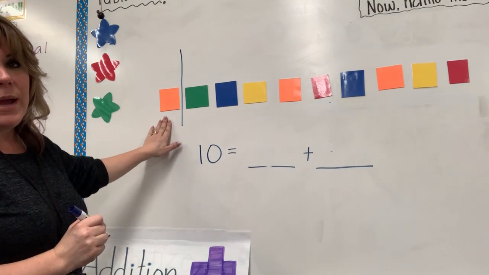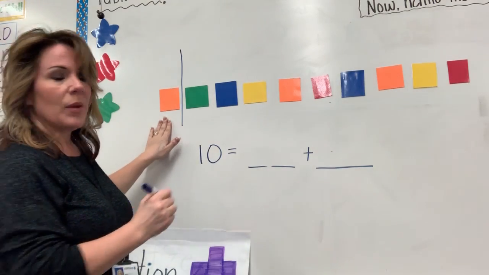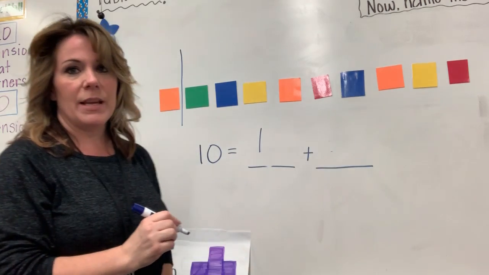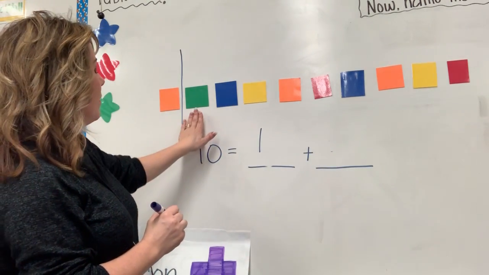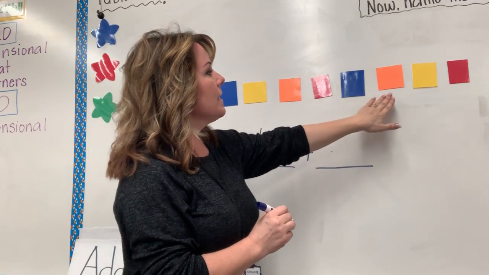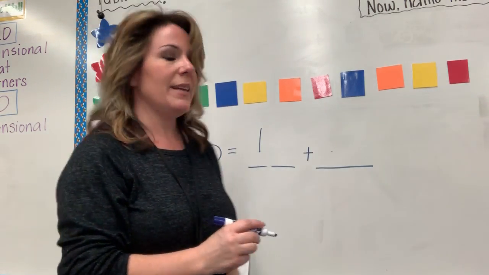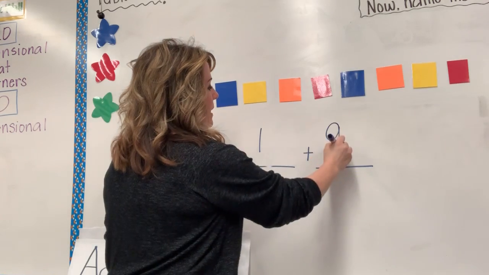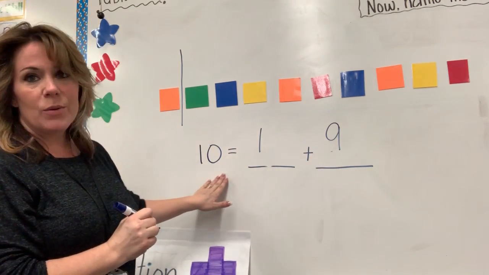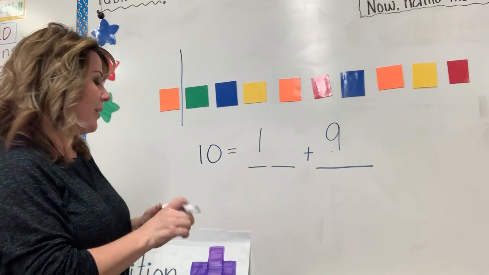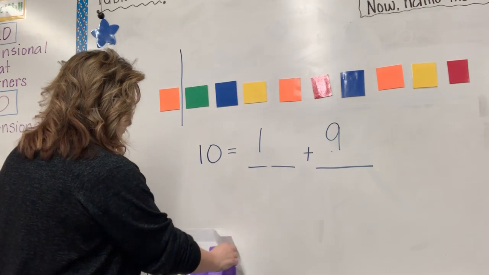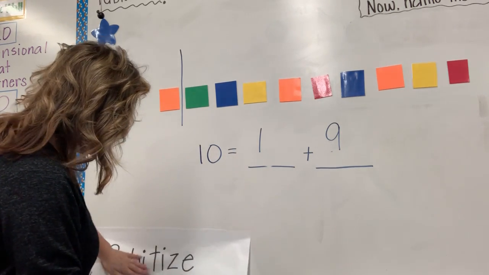How many squares do I have on this side of the line? 1. How many squares do I have on this side of the line? Let's count them together. 1, 2, 3, 4, 5, 6, 7, 8, 9. So that tells me that 9 plus 1 equals 10. Good. Now I want to just review some of our other strategies that we have worked on. That was for number partners.